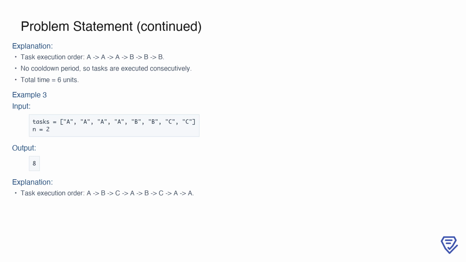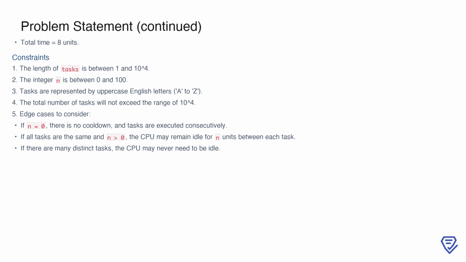Finally, let's summarize the constraints and edge cases you need to consider while solving this problem. The input list of tasks has a length that ranges between 1 and 10,000, and the cooldown period n is a non-negative integer between 0 and 100. Each task is represented by an uppercase English letter from A to Z.